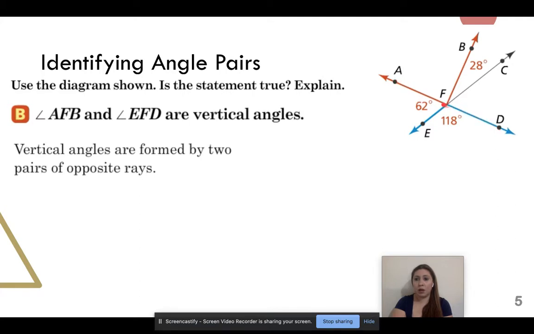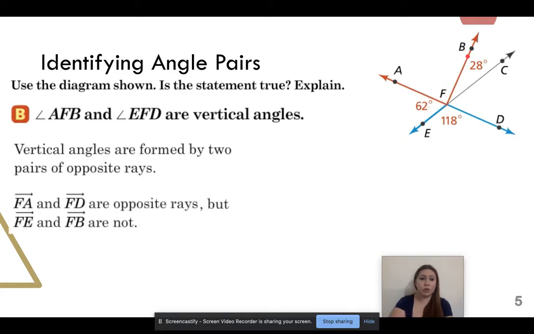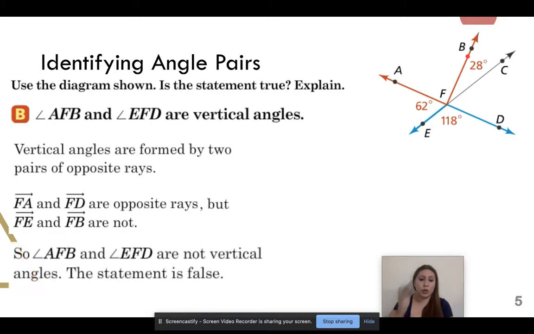So there and there. However, if I go up this way, does the arrow go down this way? It doesn't. It goes off to the side, so it doesn't follow a line. Now, if they would have said this line right here to create this angle, then yes, if they would have done A, F, C, those are vertical angles. But because they are looking for A, F, B, those are not. So it's false.